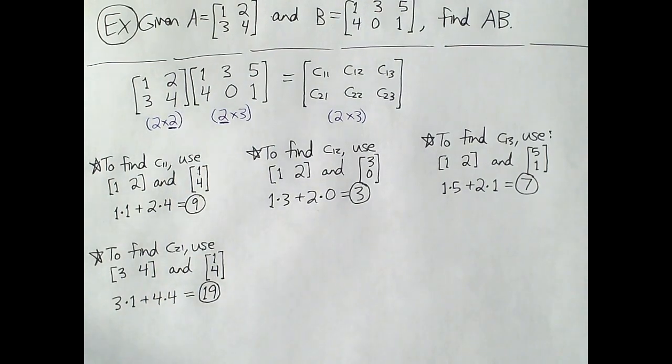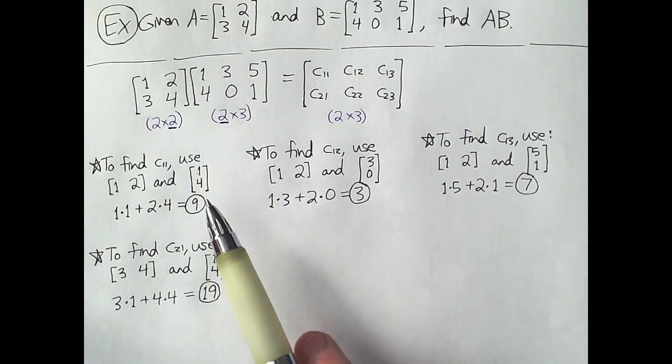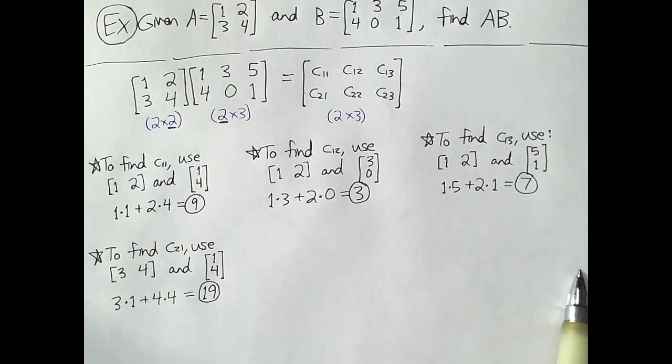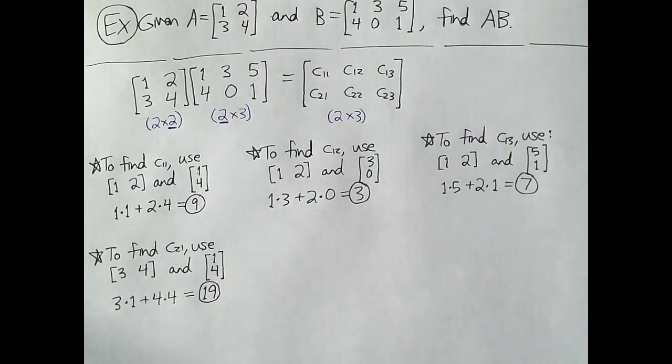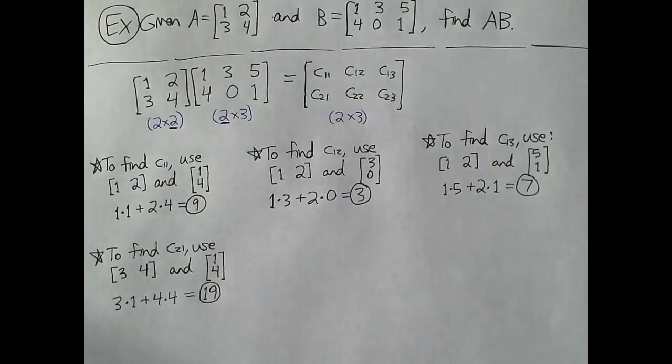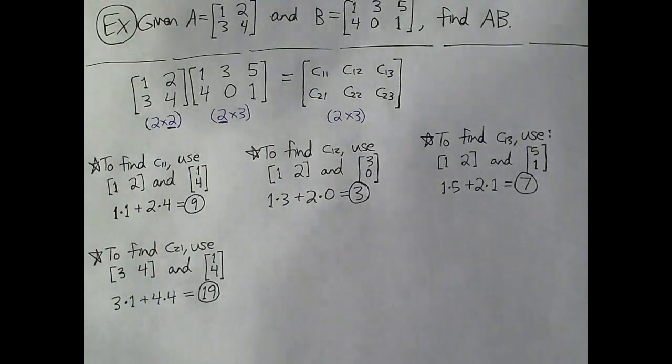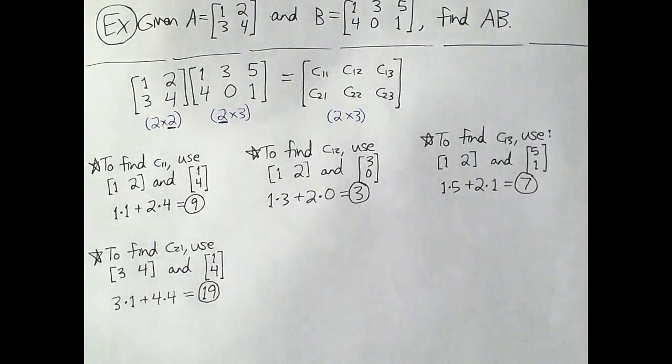All right. I'm circling these, but in the end, we have one big answer that we'll circle. It's going to be a 2 by 3 matrix. It's going to go 9, 3, 7, 19, something, something. And that is going to be our answer. How about this? I'd like you to try to finish it from here. So maybe pause the video and see if you can find the 2 remaining entries.